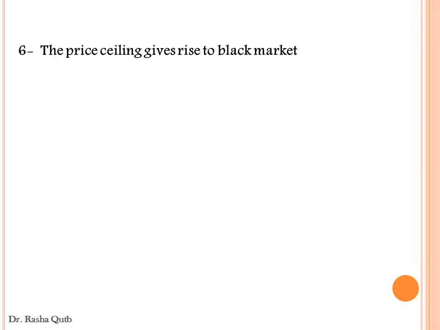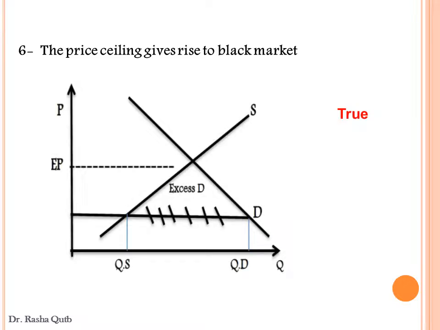Number 6. The price ceiling gives rise to the black market. This sentence is true because the price ceiling is a maximum price set by the government below the equilibrium price, and this gives rise to excess demand where the quantity demanded is greater than the quantity supplied, and it would give rise to the black market.